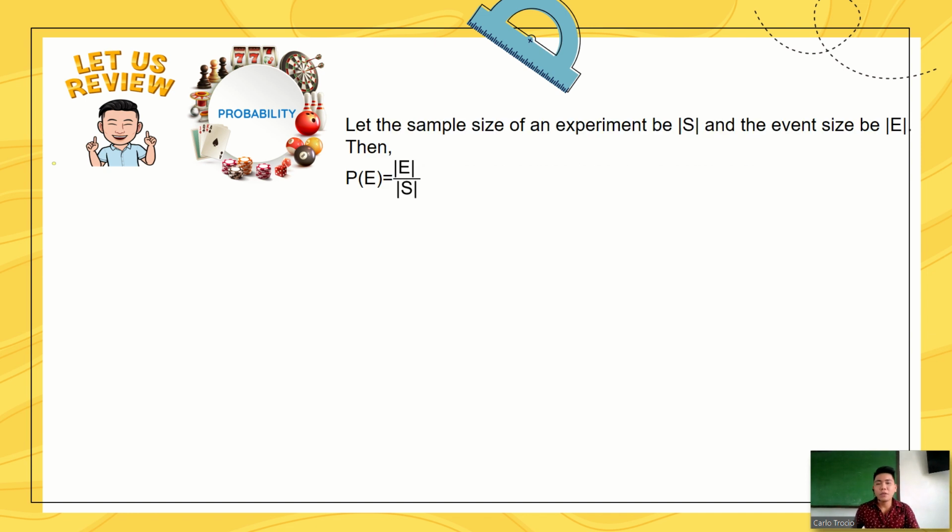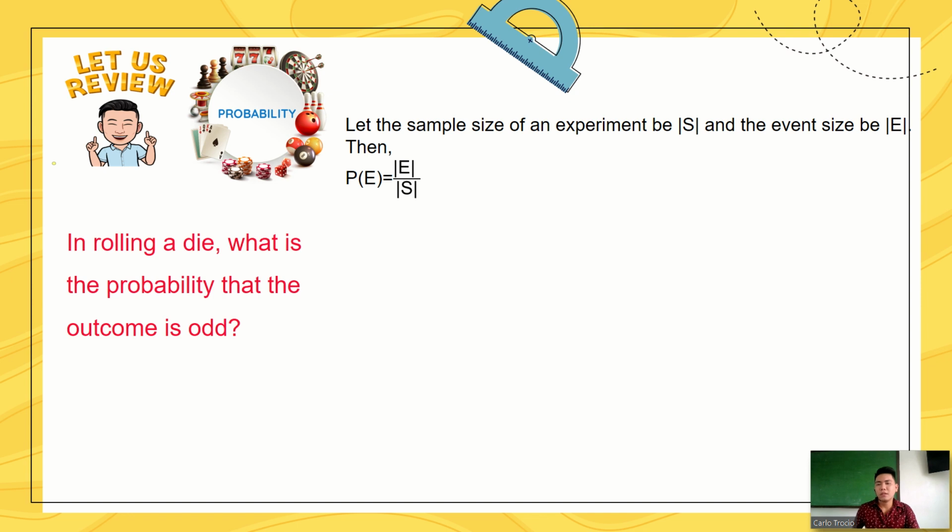And for us to compute the probability, very simple formula. You're just going to have probability is equal to event over sample space. So in rolling a die, what is the probability that the outcome is odd?